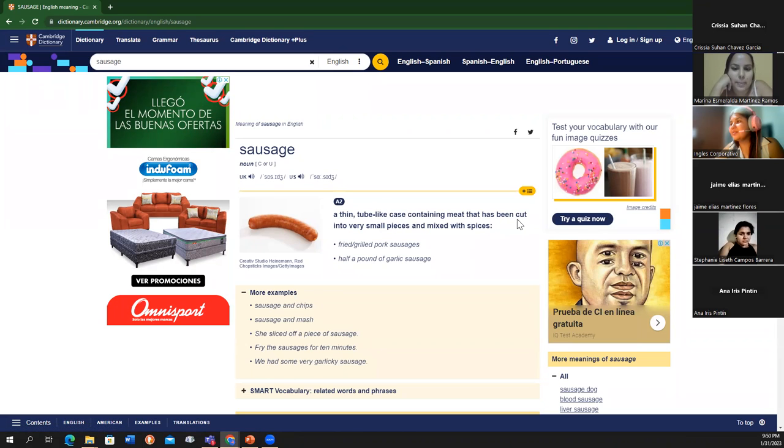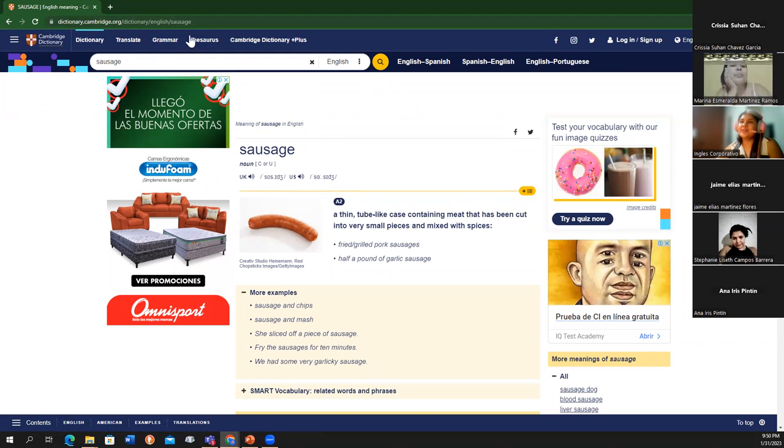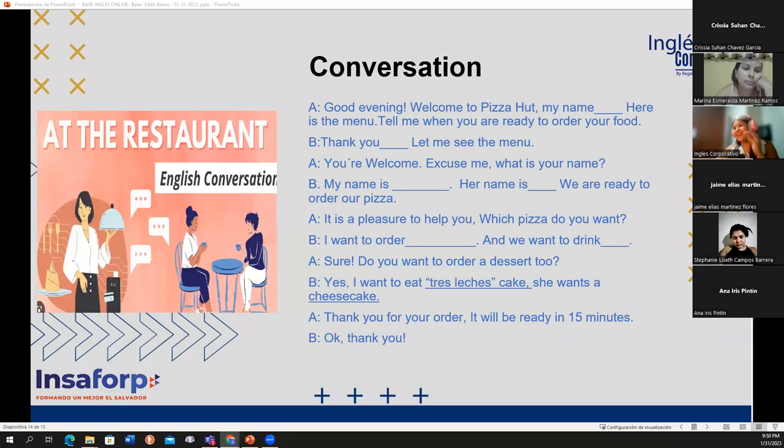De cerdo. That seems to like case containing meat that has been cut into small, very small pieces and mixed with spice. Como la salchicha. Yes. It is similar. Yes, but if that's not how translation, you can say chorizo. Okay, very good. Who else?